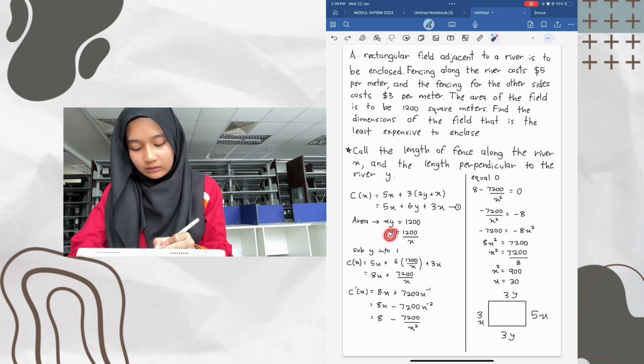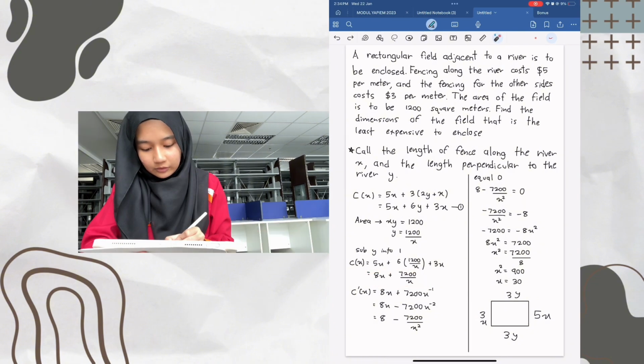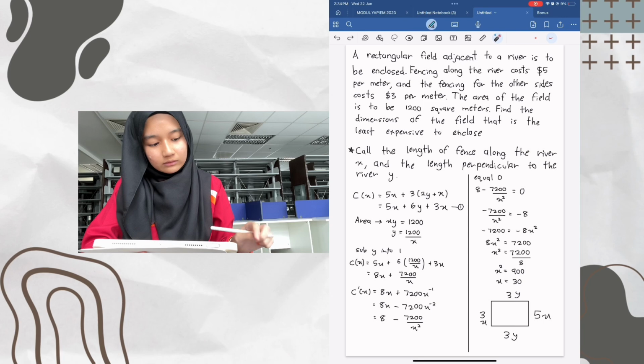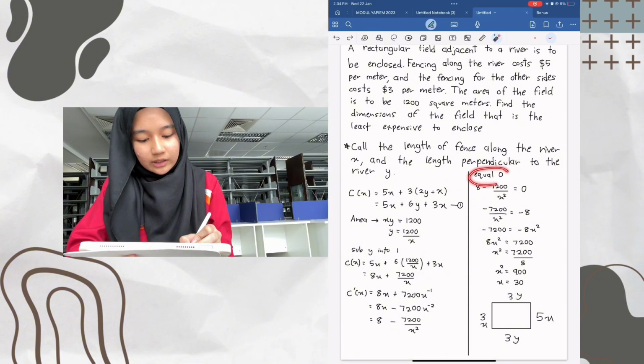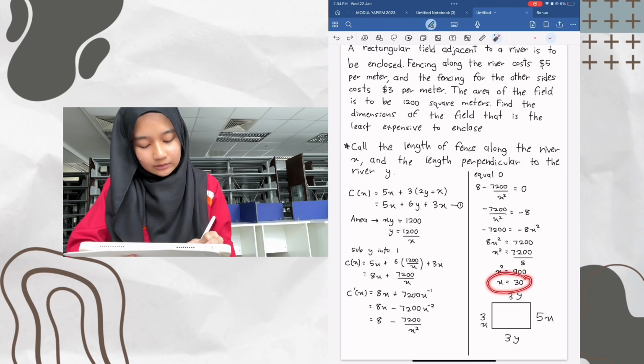After we get the y, we can substitute y into equation 1. Then this will be the answer. From this equation, we derive it to identify the increasing or decreasing interval. And this is the answer for the first derivative. We need to equate it with 0 to find x, which is 30.